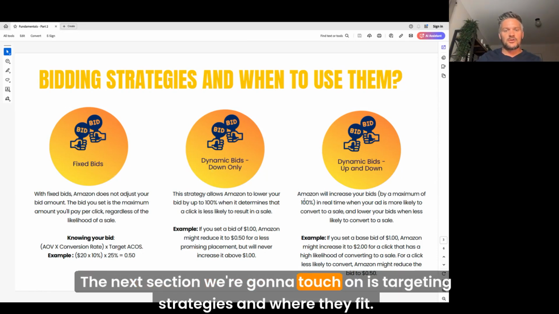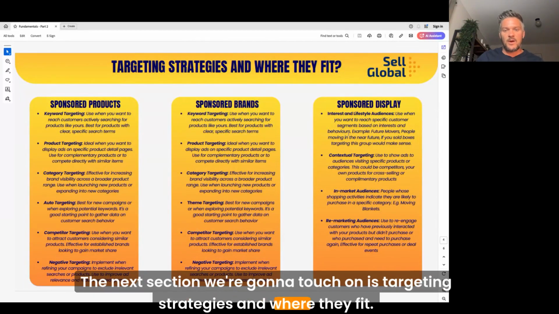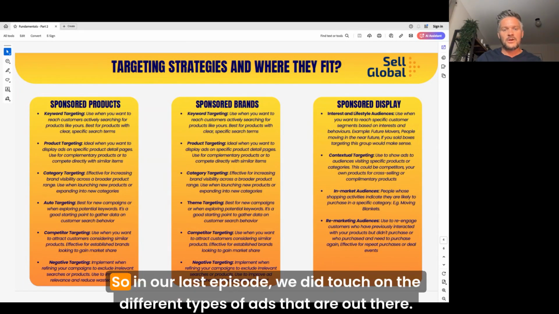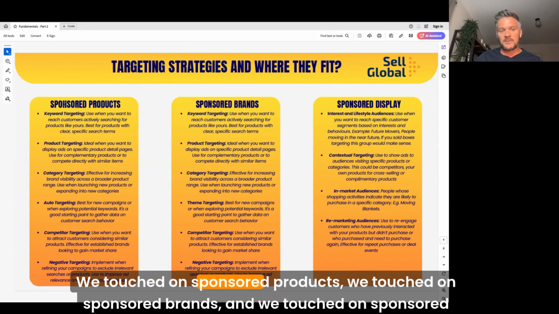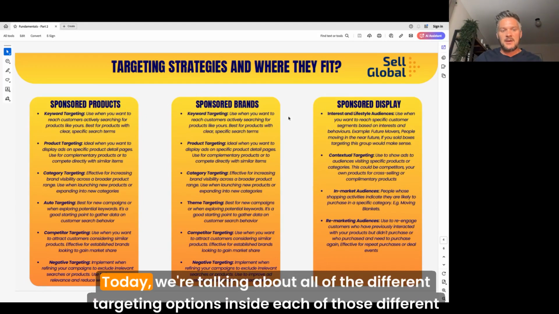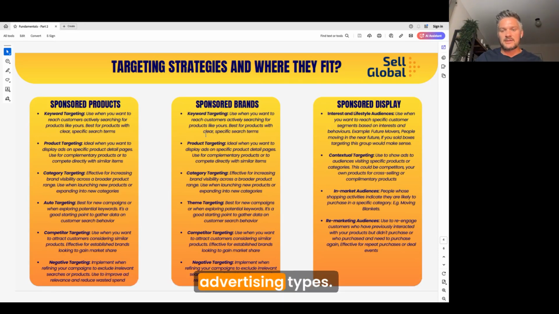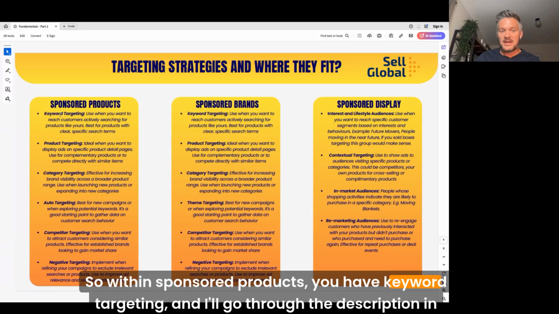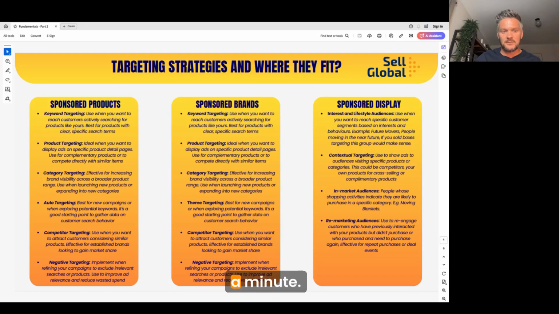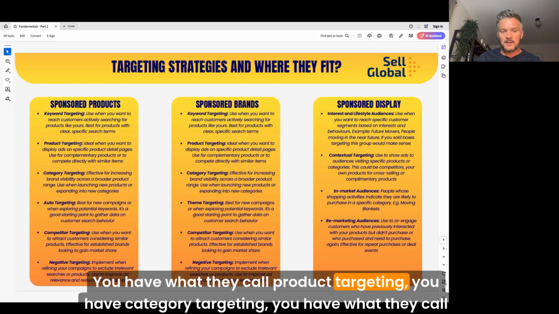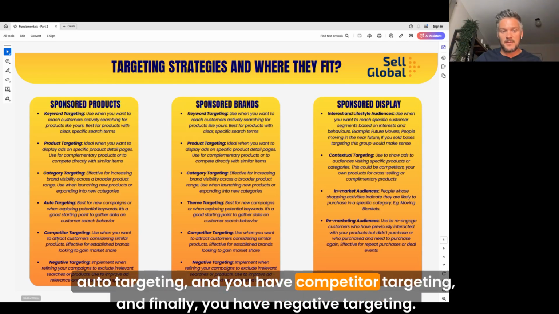The next section we're going to touch on is targeting strategies and where they fit. In our last episode, we touched on the different types of ads that are out there: sponsored products, sponsored brands, and sponsored display. Today, we're talking about all of the different targeting options inside each of those advertising types. Within sponsored products, you have keyword targeting, and I'll go through the description in a minute. You have what they call product targeting, category targeting, auto targeting, competitor targeting, and finally, negative targeting.